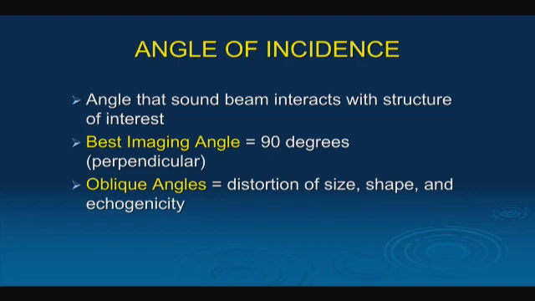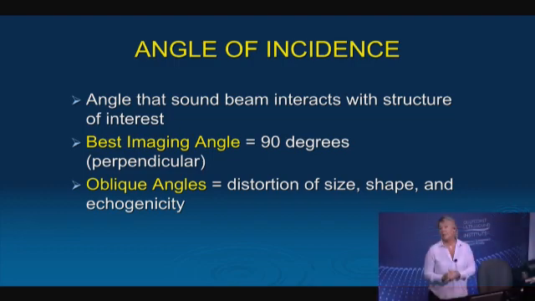The thing to remember is that we get our best images when the sound wave interacts with the structure of interest at a 90-degree angle, or perpendicular incidence. We'll be able to get an image if the sound beam just skims right over it at an oblique angle, but it will distort it in size, shape, and echogenicity. And that's why anybody can make anyone look like they have pathology if they're not paying attention to how they're directing the sound beam.